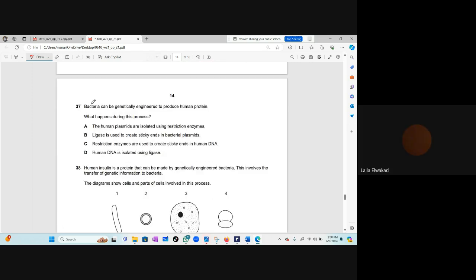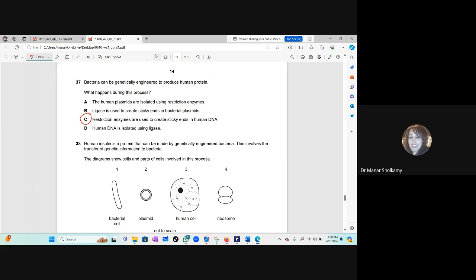Okay. Bacteria can be genetically engineered to produce human protein. What happens during this process? The human plasmids are isolated using restriction enzymes. Ligase is used to create sticky ends in bacterial plasmids. Restriction enzymes are used to create sticky ends in human DNA. Human DNA is isolated using ligase. C. Yes. Okay.